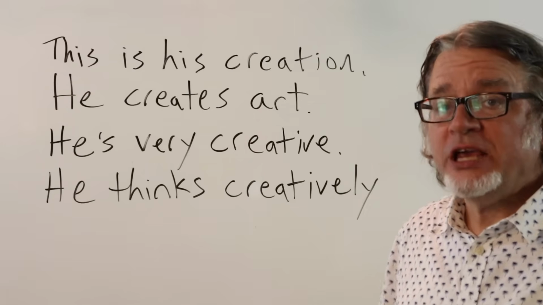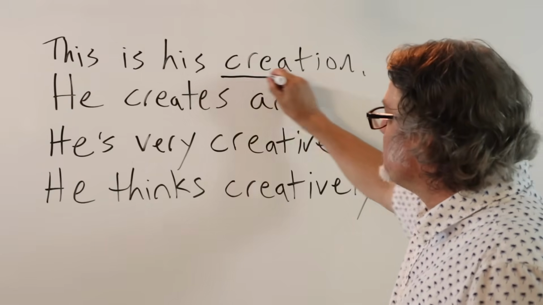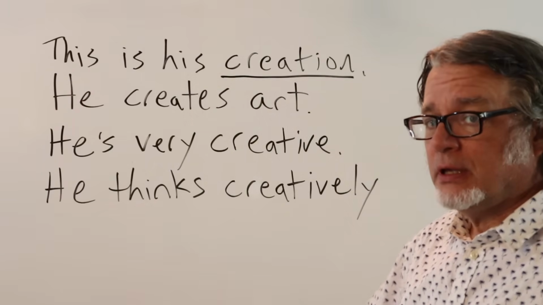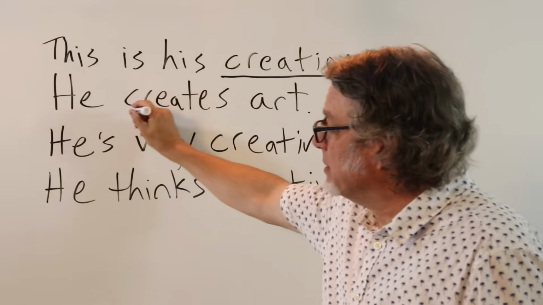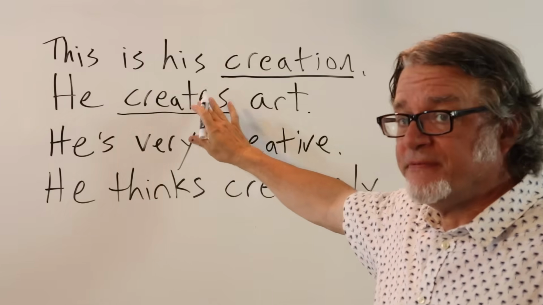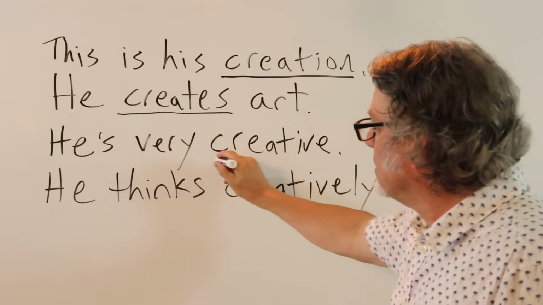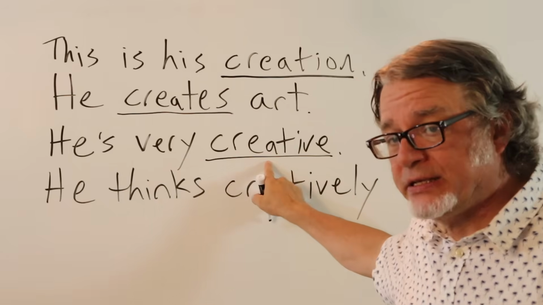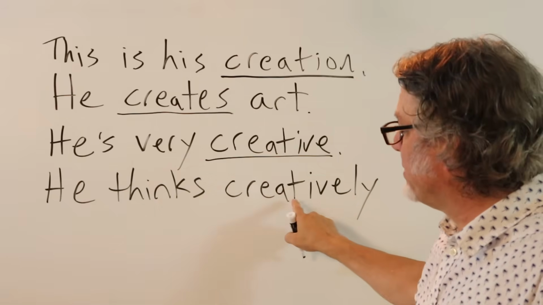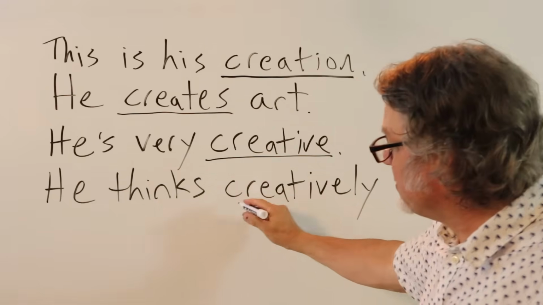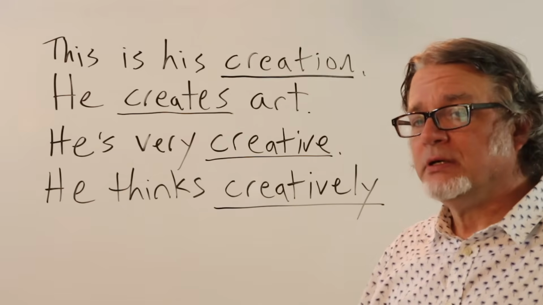This is his creation. Creation is a noun. He creates art. This is a verb. He's very creative. This is the adjective. And he thinks creatively. This is the adverb.